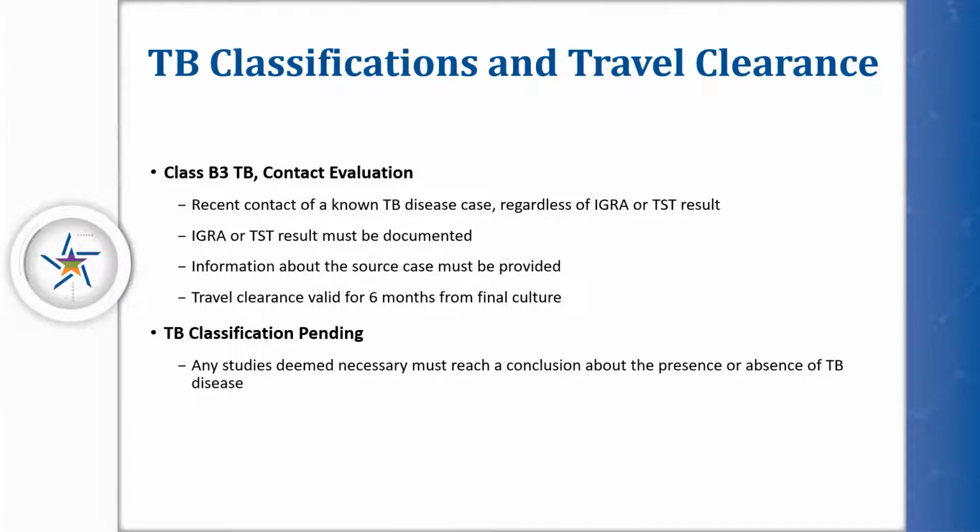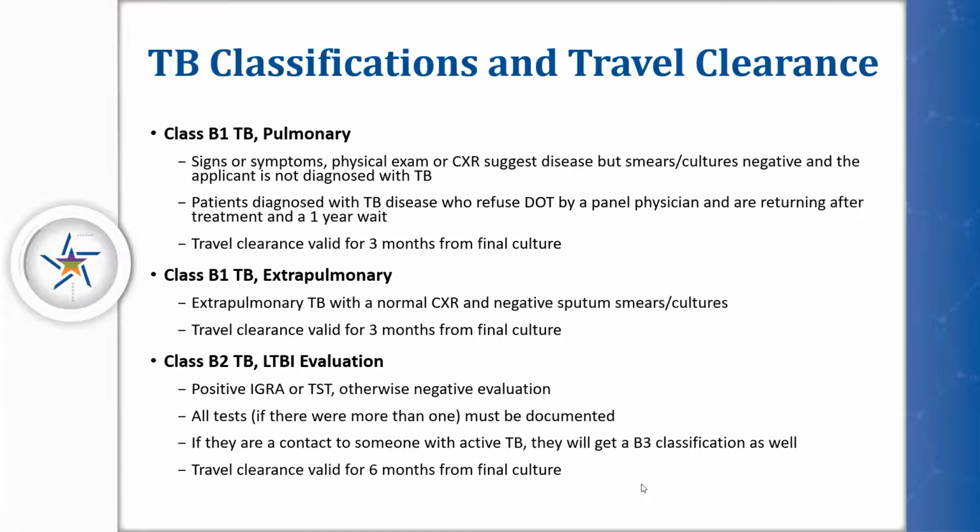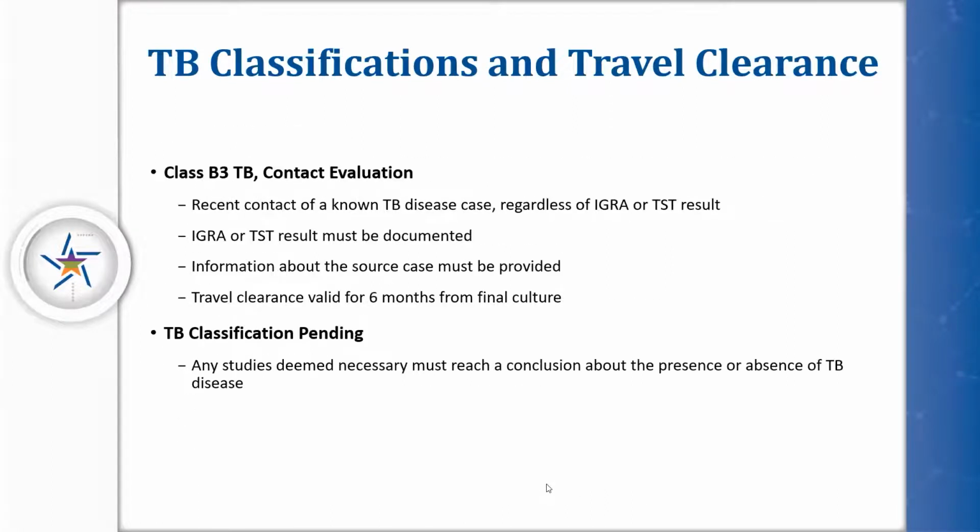The information about the source case must be provided. Very important if the source case has evidence of drug resistance. That would be really important information for the individuals receiving your applicant and their ability to appropriately treat them. So travel clearance is valid for 6 months from the final culture. If they've had a culture taken, that probably should be off back here to the LTBI. But if they have cultures grown for any reason, you have some concerns, then it would be 6 months from that final culture that they can travel.